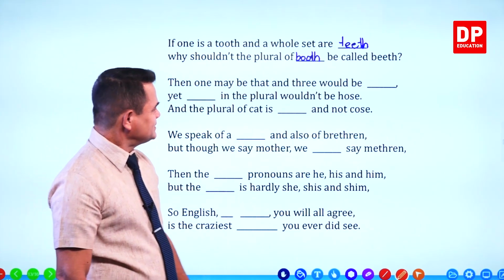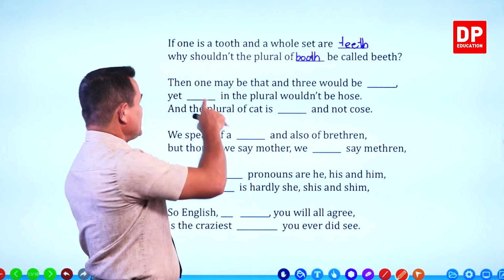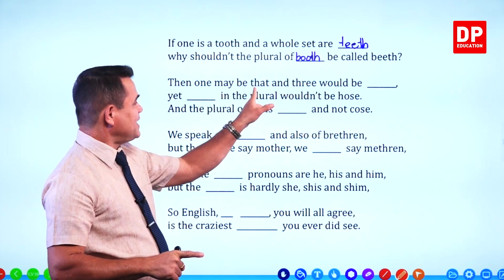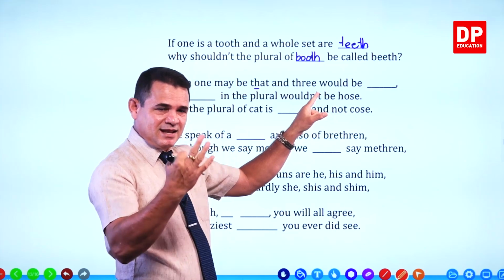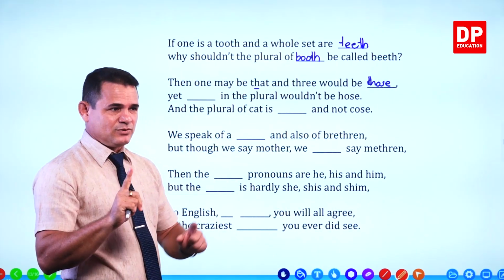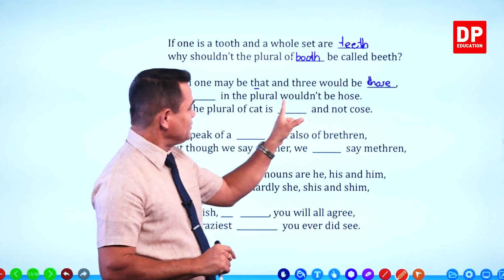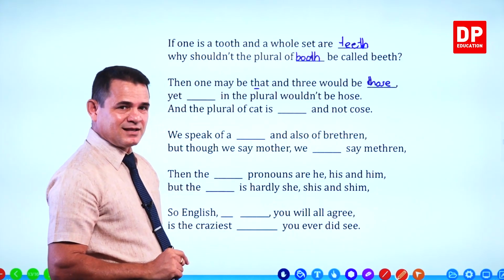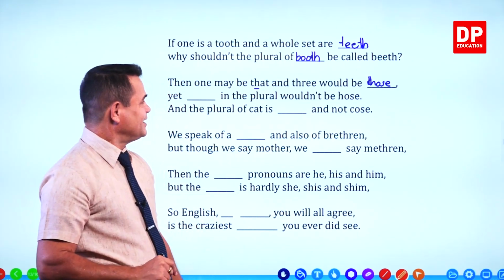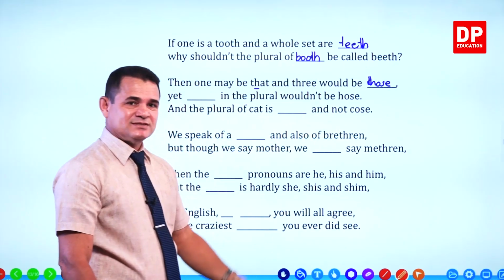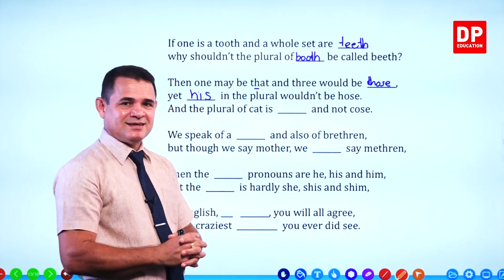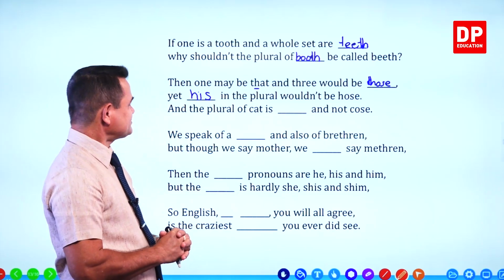Then one may be that, and three would be those. One pen, that chair, that board, that desk, that. Singular, that; plural, those. Yet the plural of hose wouldn't be hose. Yes, and the plural of horse wouldn't be horse. If that, those, then the plural of his should be hose, but it isn't so. You see, that's why the language is funny. So it's a big problem.